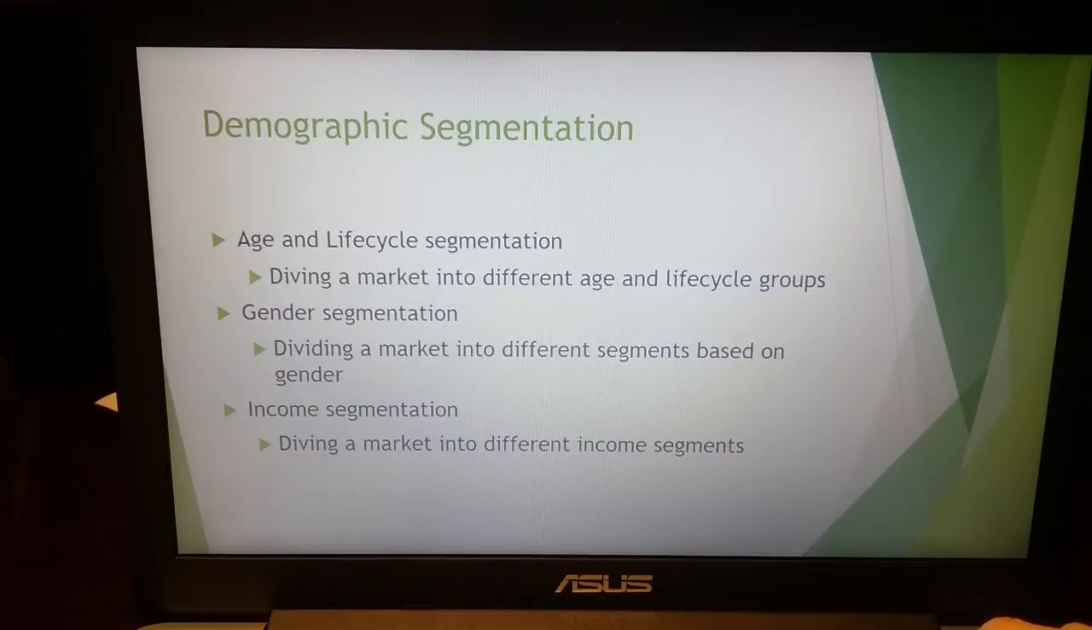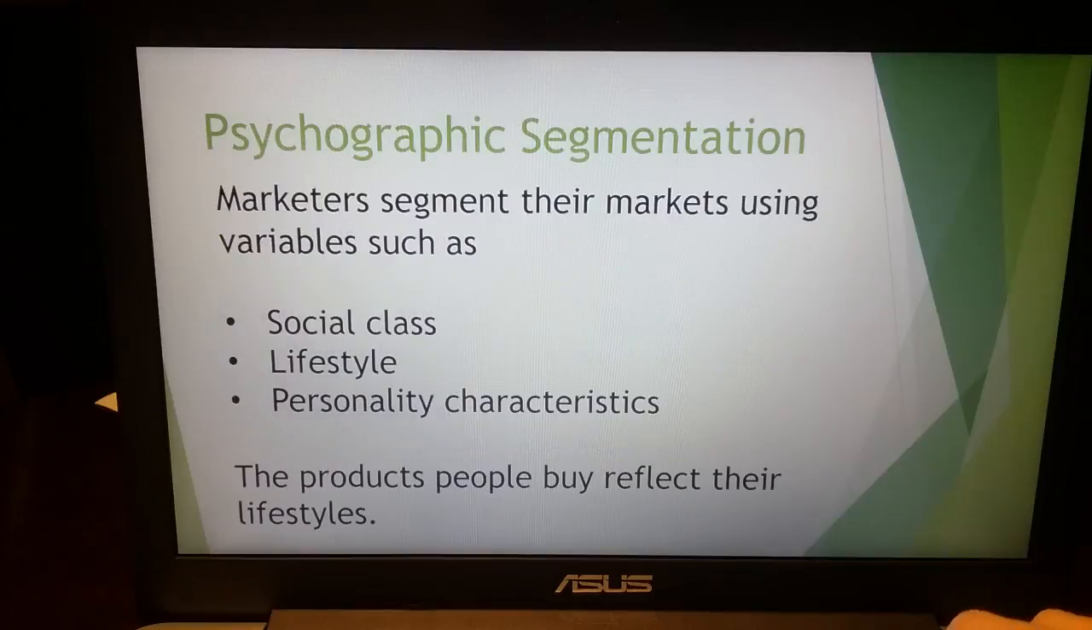More about demographics. So age and life cycle, just remember that age does not dictate life cycle. So life cycle is essentially child, education, single, married, children, empty nest, retired. Those are different life cycle stages, so to speak. And then the other ones are gender and income. Okay, psychographic, essentially how people spend their time and money.